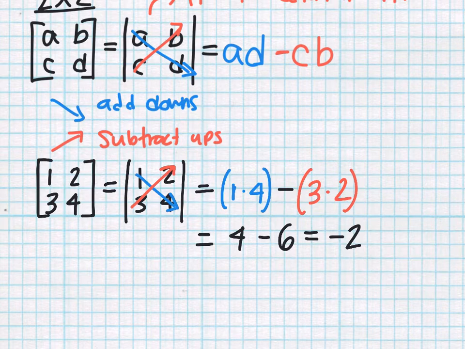I know these look like absolute value bars, and absolute value is always positive, but it only looks like the absolute value bar. I'm not actually saying, hey, find the absolute value. So we can have a negative determinant.